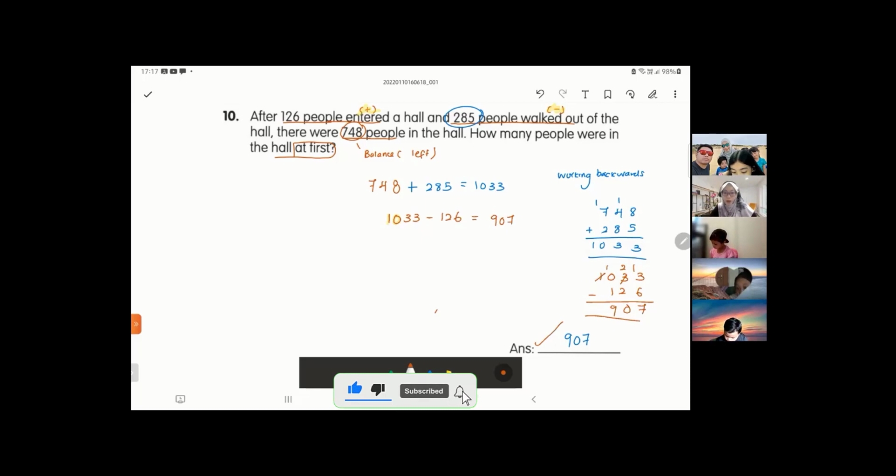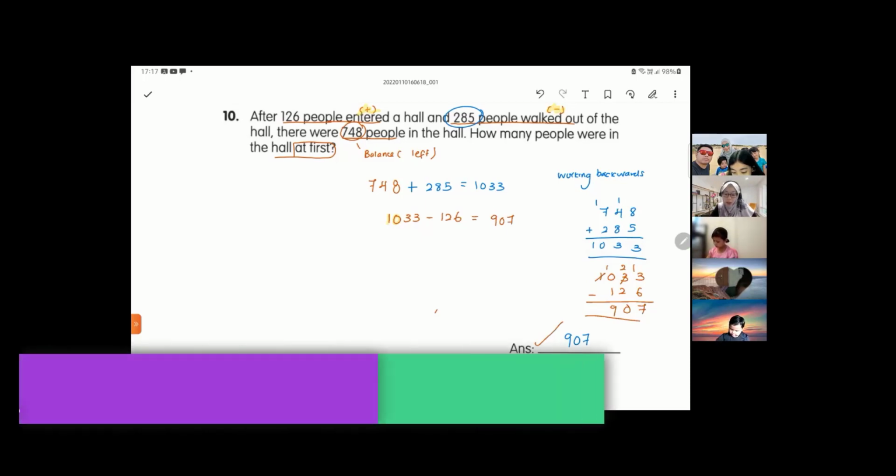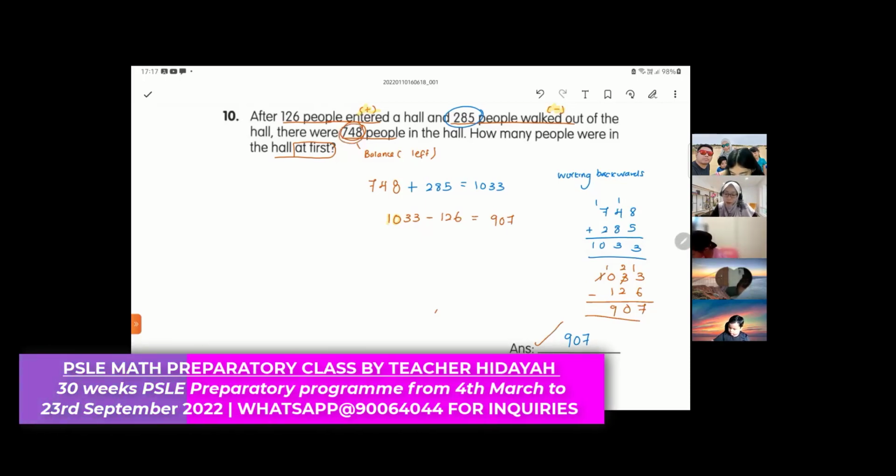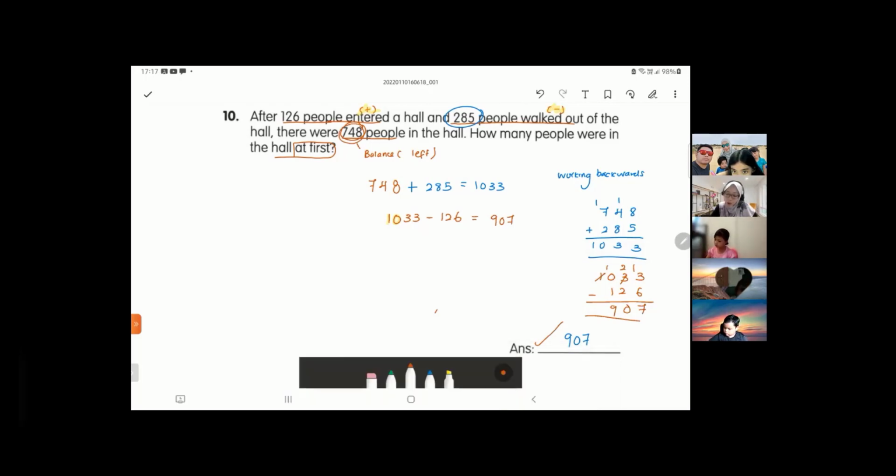Okay, so we must understand, we go backwards means we look at the leftover, then we look at the first number, whatever the question say, you do the opposite. You do the opposite of what the question tell you to find the answer at first. All right.